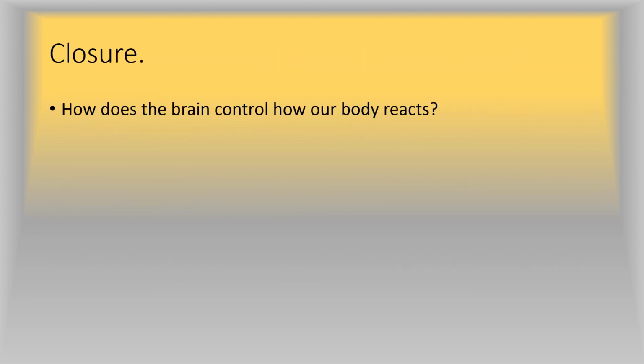Okay, in our closure, how does the brain control how our body reacts? Think about the different parts of our body and how they connect to the brain, and how our brain controls different elements of how we react. Think about the central nervous system, the peripheral nervous system, neurons and transmitters and all that good stuff. How do they play into the role of how our brain controls how we react? That will help you answer your question.